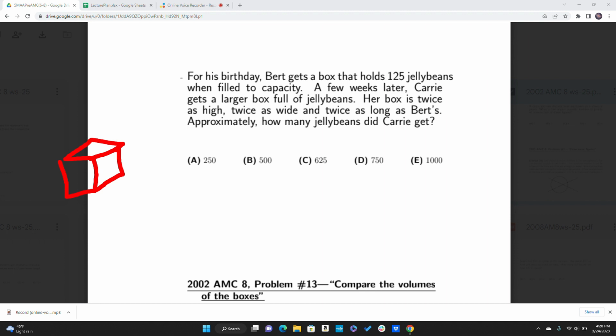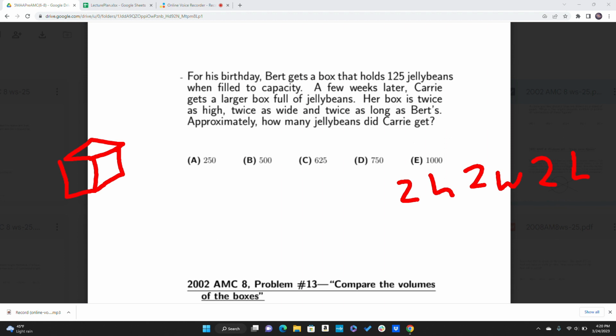It's twice as high, so we've got 2 times the height. Twice as wide, that's 2 times the width. And twice as long, that's another 2 times the length of Bert's box. Dang, that's a lot bigger. So we want to know how many jelly beans Carrie got.